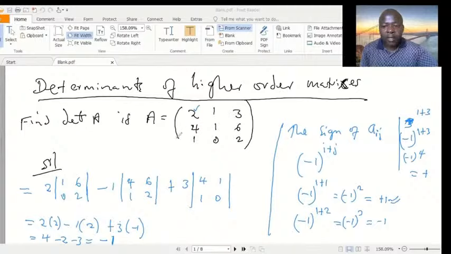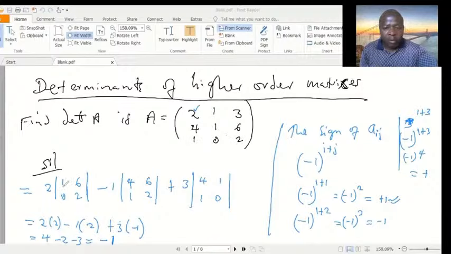Now, that means this sign should be alternating. It will be positive, negative, positive. So this was positive, so this one will be negative, positive. If this is negative, then this will be positive, negative. So the signs go positive, negative, positive, negative, positive, negative, positive, negative, positive. That is how the signs will be alternating.